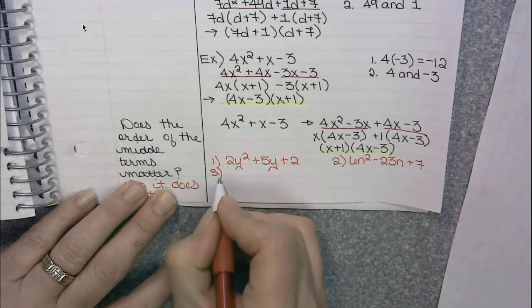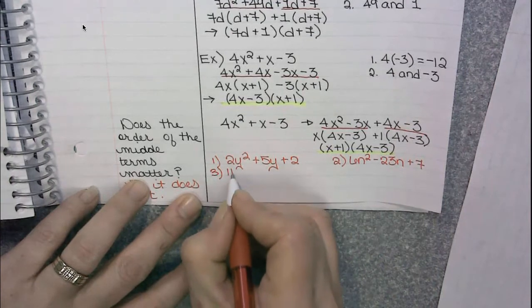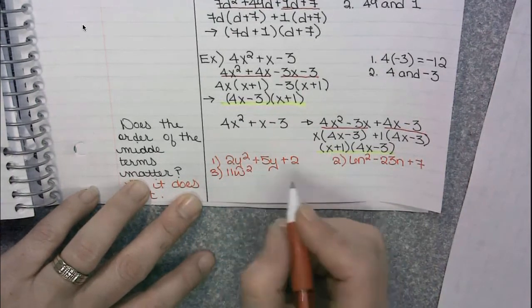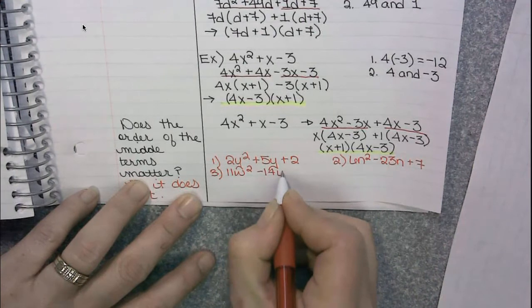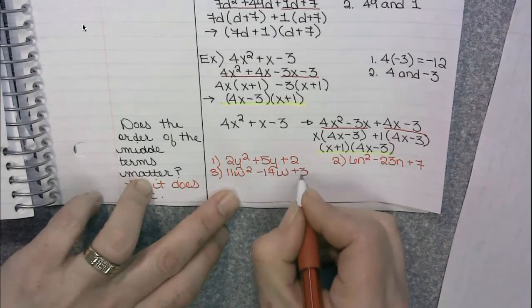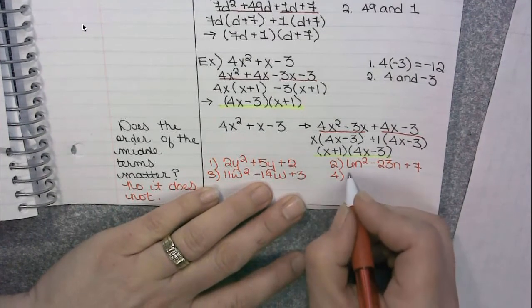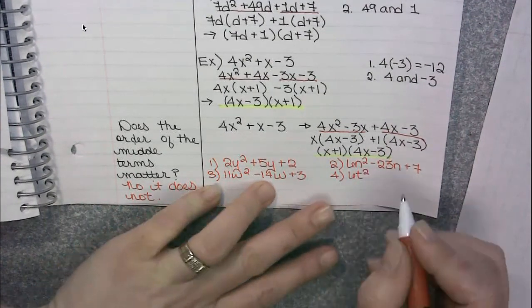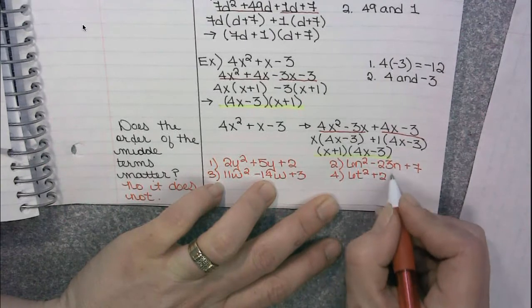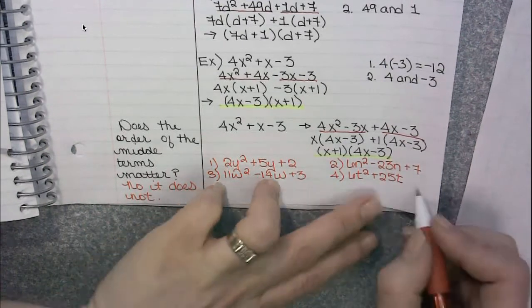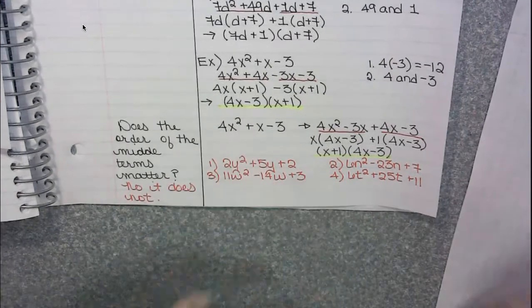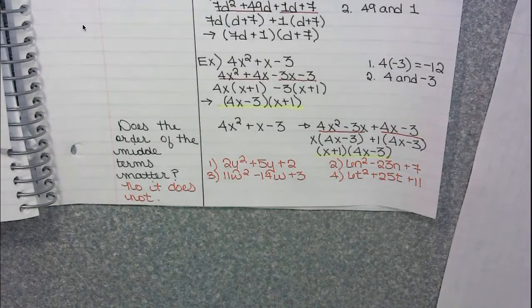Number 3, 11w squared minus 14w plus 3. 4, 6t squared plus 25t plus 11. Okay, so when you come into class, we will begin by looking at those examples for our factoring ax squared plus bx plus c.